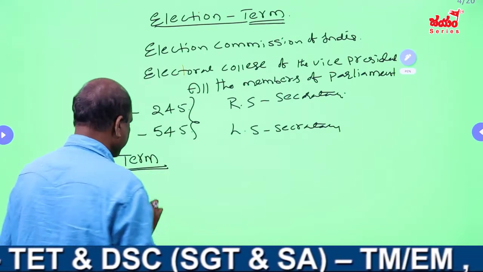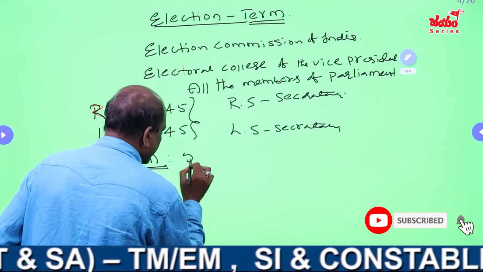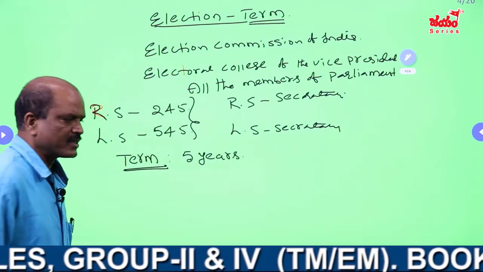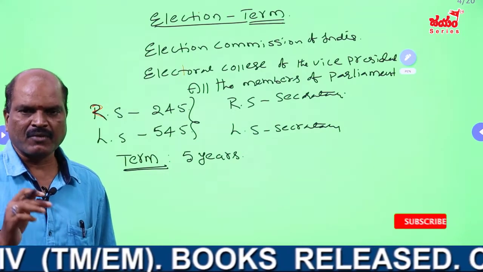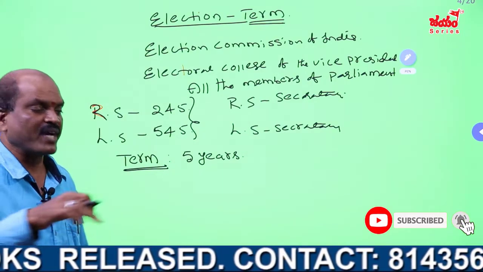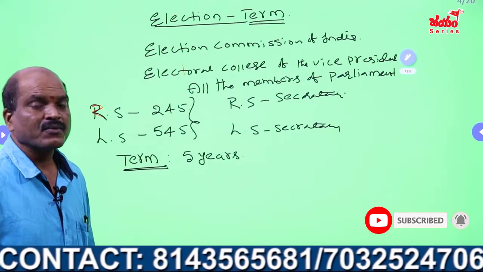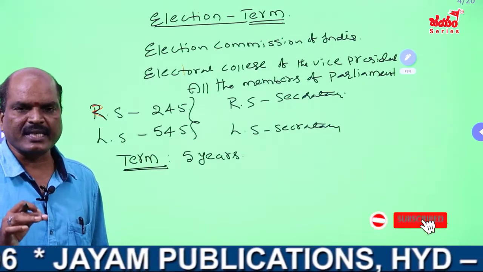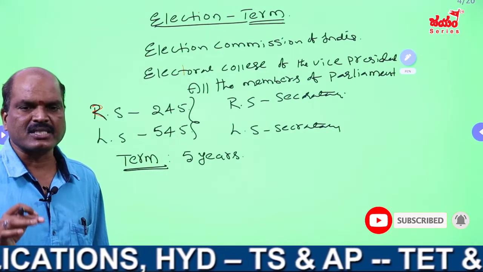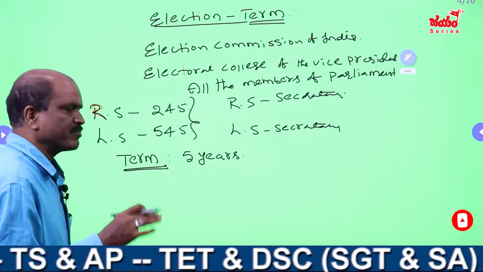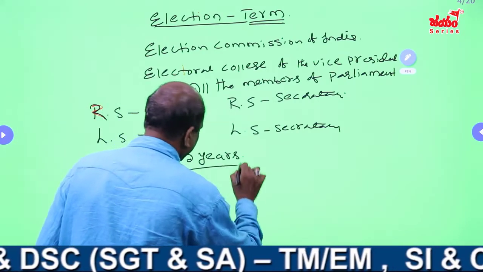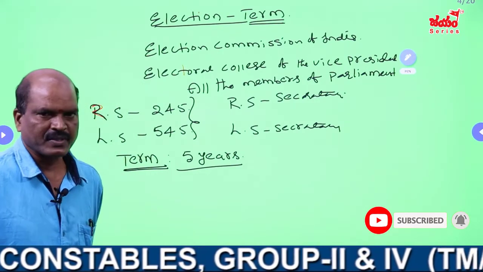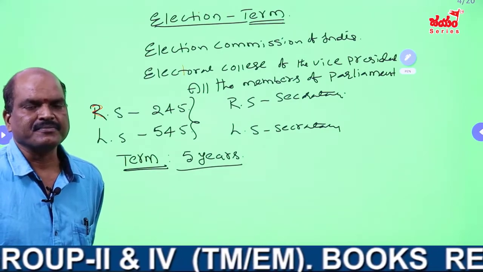Next one, term. According to the Constitution, the vice president's term is 5 years. How many years? 5 years. From which date onwards? When you take the oath of office as the vice president of India, from that day onwards your term is 5 years.